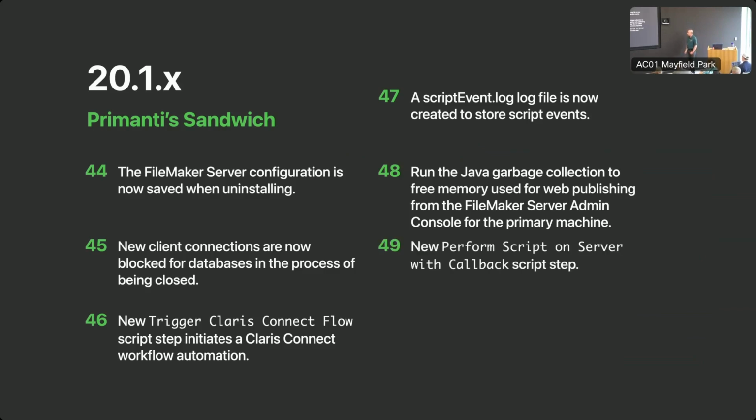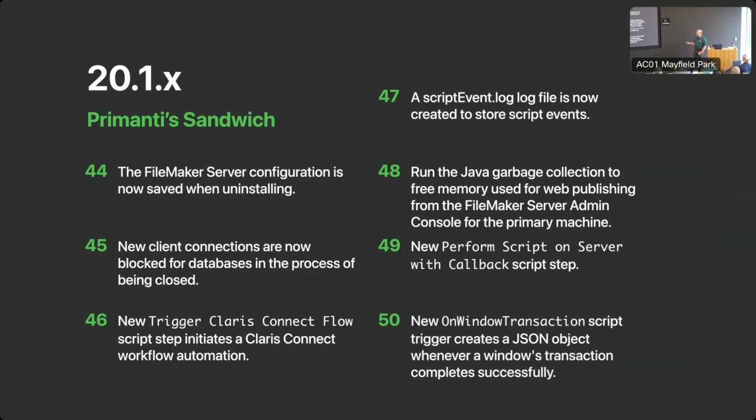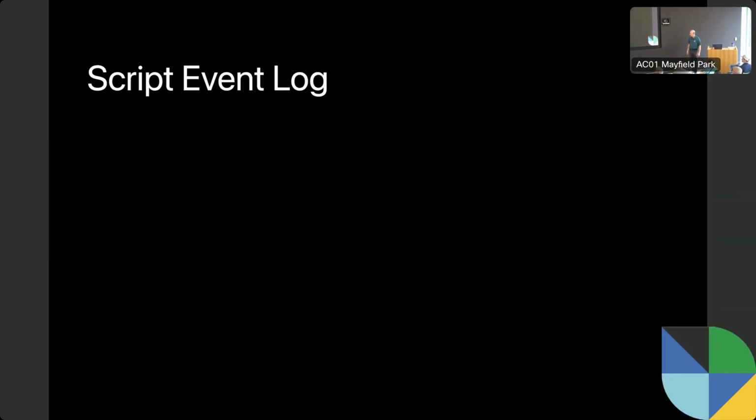admin. There's a new Perform Script on Server with Callback script step, which does exactly what it says that it's going to do. So we'll take a look at an example of that. And then also there's a new On Windows Transaction script step, which creates a JSON object and triggers a script whenever a Windows transaction completes successfully. And we'll take a look at what that looks like.